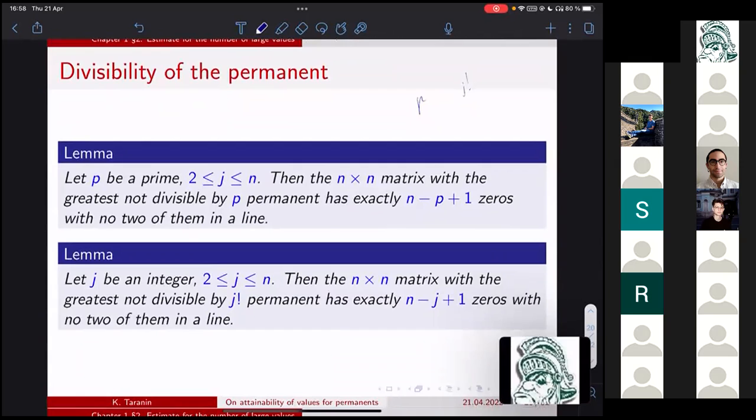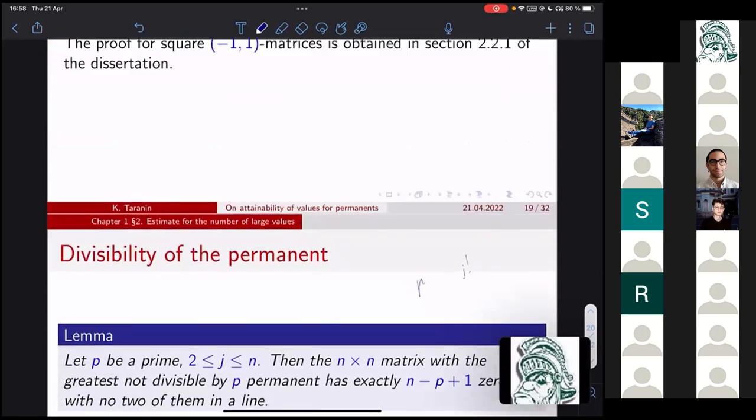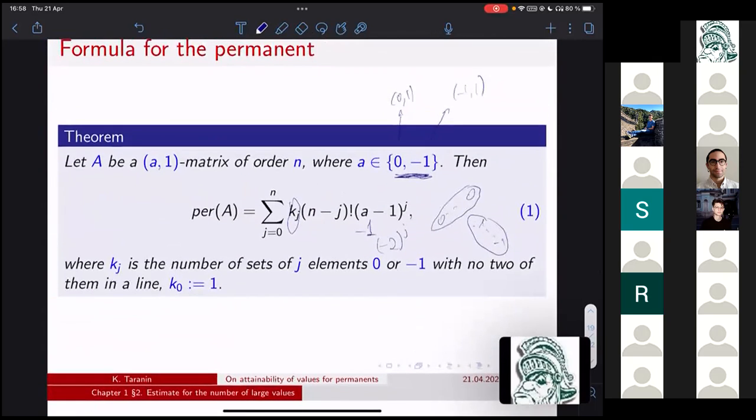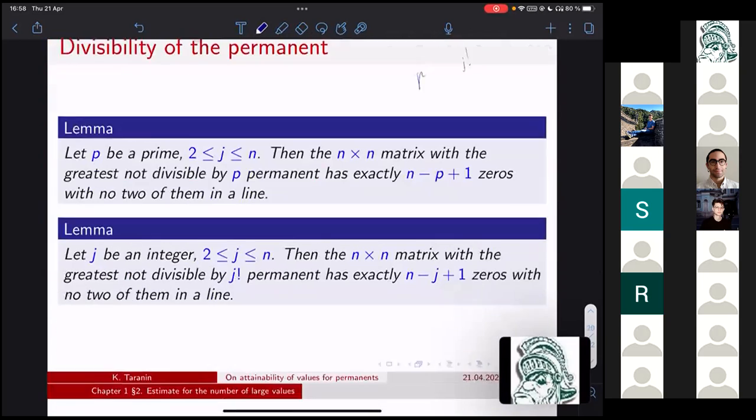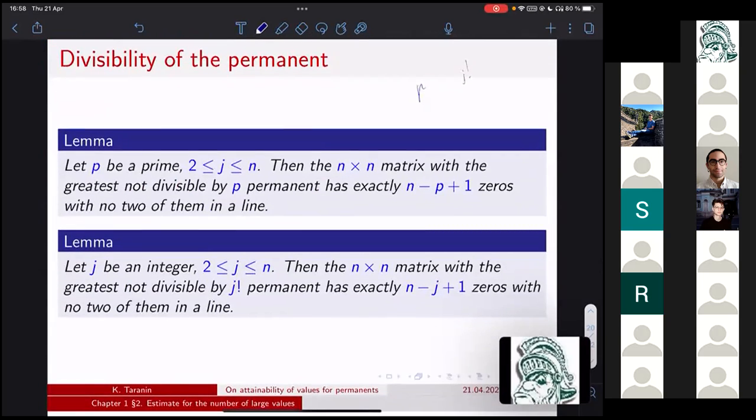And after that, I calculated the permanents of these matrices. Some of them cannot really be presented in a compact way, but the general expression through this formula is really useful, and these representations have some useful properties that allow us to estimate them from above.